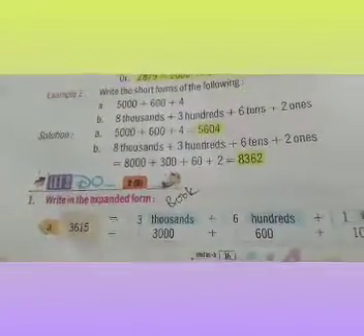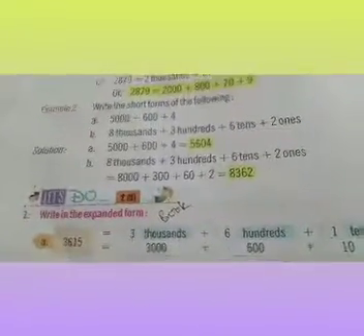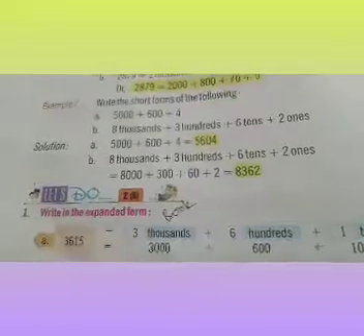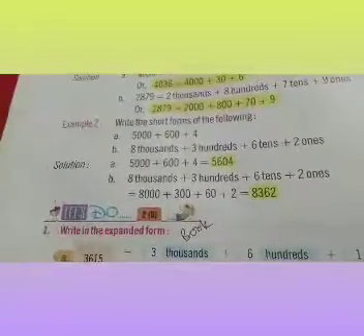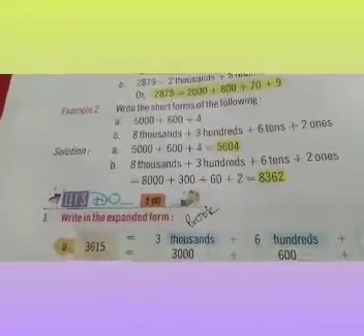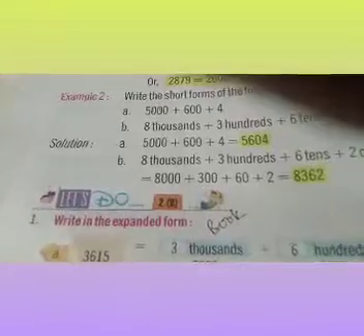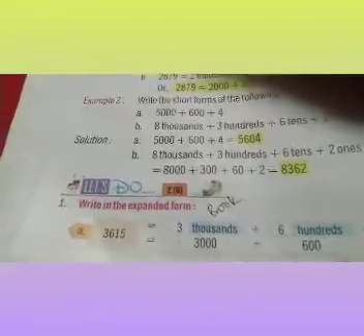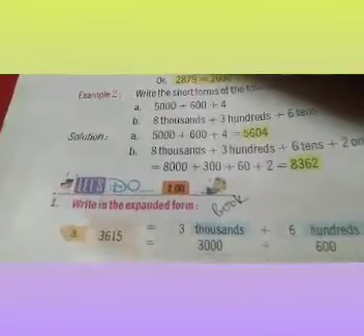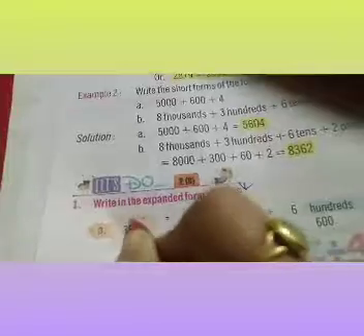Write in expanded form. Children, explanation of the expanded form I have given you in the 10th video. You can have a look at that video so that you can understand the expanded form better. In short, I will explain to you. Question number 1 is there and expanded form is given, and the part A is 3615. Part A is given. So we will write ones, tens, hundred and thousand starting from right hand side.